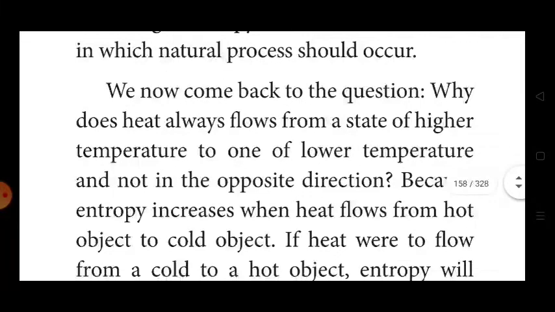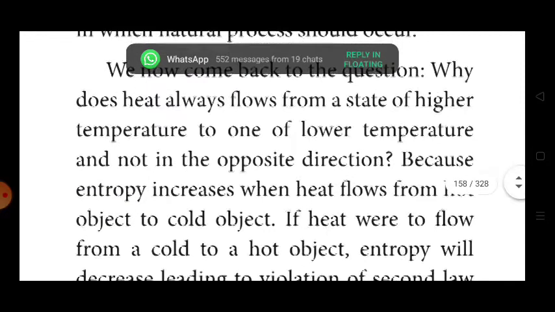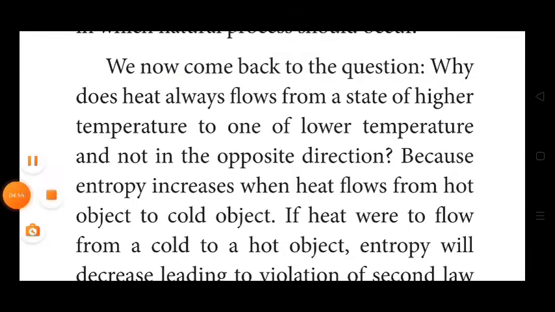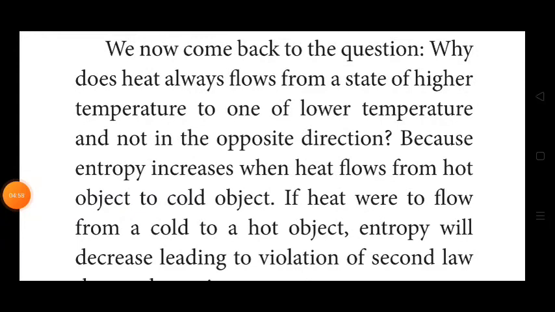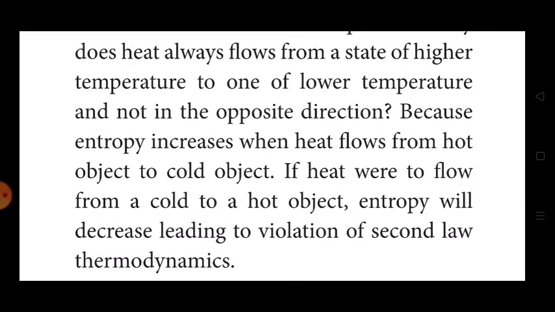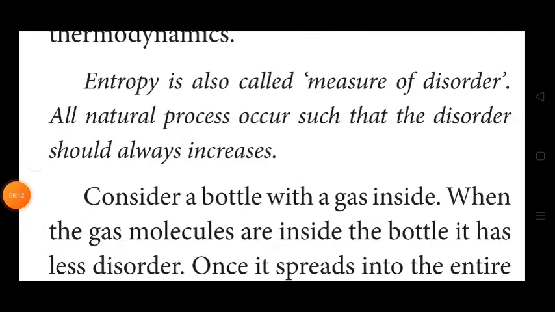We know, come back to the question: why does heat always flow from a state of higher temperature to one of lower temperature and not in the opposite direction? Because the entropy increases when heat flows from a hot object to a cold object. If heat were to flow from a cold to a hot object, entropy would decrease, leading to violation of the second law of thermodynamics. Entropy is also called a measure of disorder.